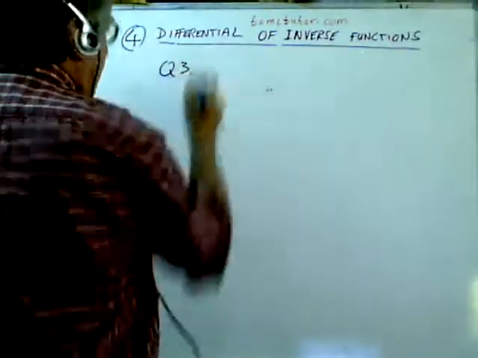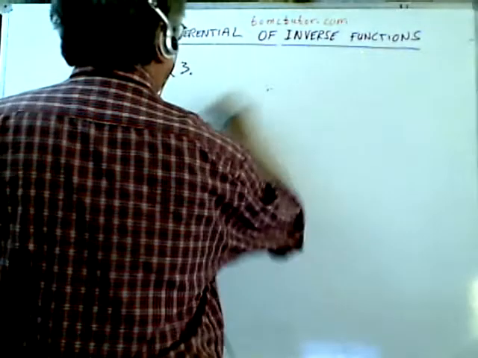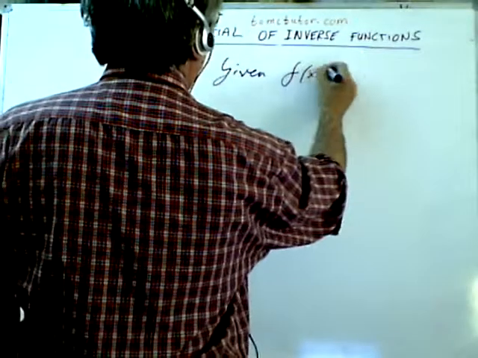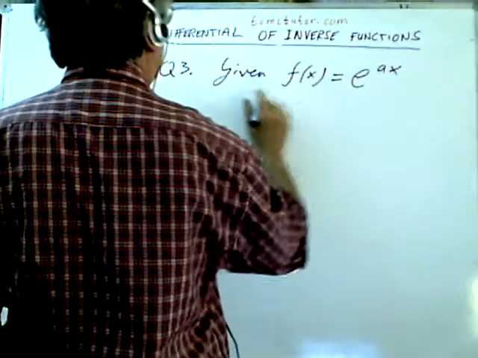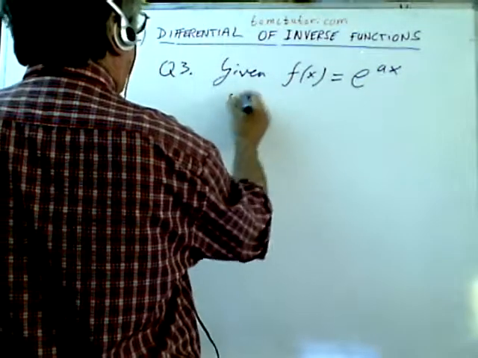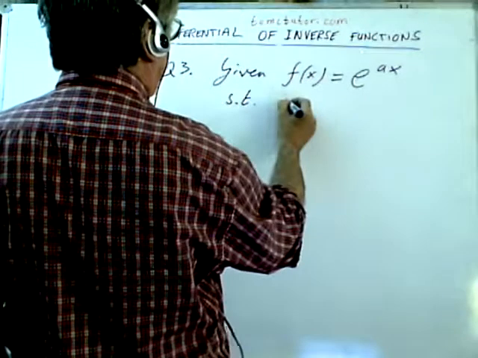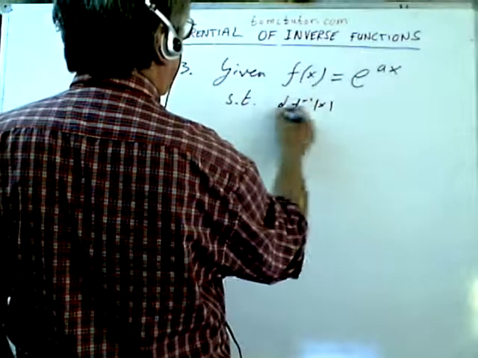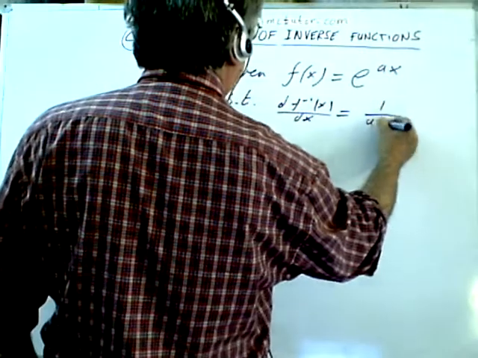So here I've got question 3, and this is a bit more subtle. Given f of x is equal to e to the ax, okay, show that the differential of the inverse function, d f minus 1 of x dx, is indeed equal to 1 over ax.